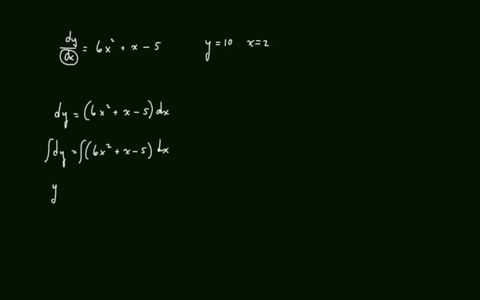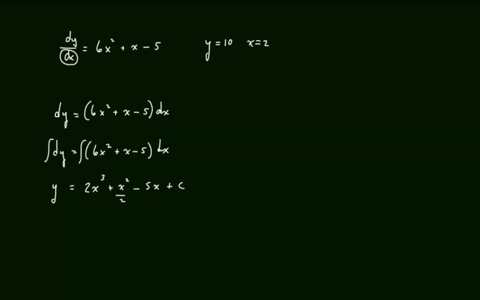It's actually y plus c, but I'm going to hold off on the plus c for a moment. Now I'm going to take the antiderivative of the right-hand side, and that's going to be 6x cubed over 3, which reduces to 2x to the power of 3, plus x squared over 2 minus 5x plus c. Now I have the plus c.